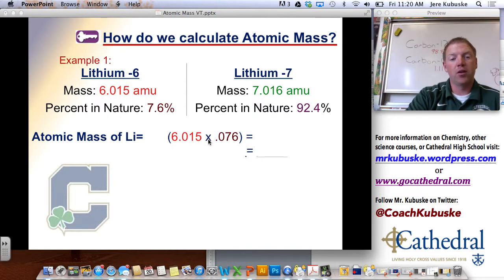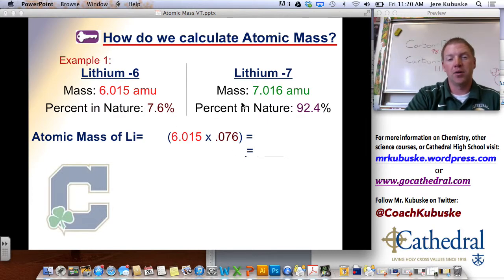So 6.015 times, I can't just take 7.6. So what I do is I take that percentage and I make it back into a decimal by either dividing by 100 if you want to actually use a calculator, or you can just move the decimal point backwards 2 spaces. So it's 6.015 times 0.076. Because remember, if I move 2 decimal places, there's a 0 in front of that 7.